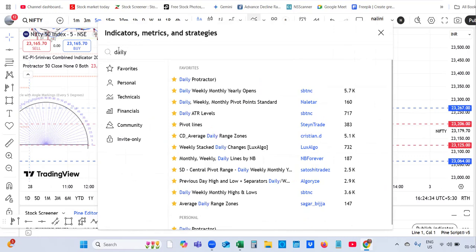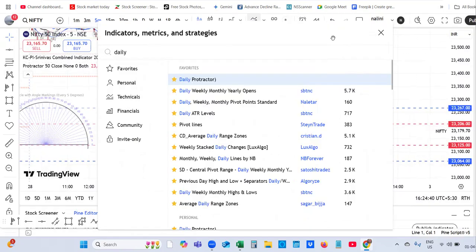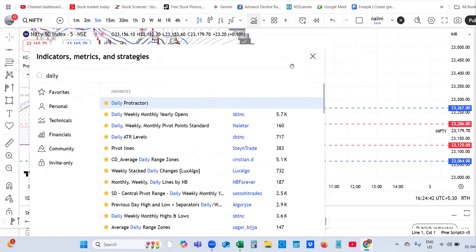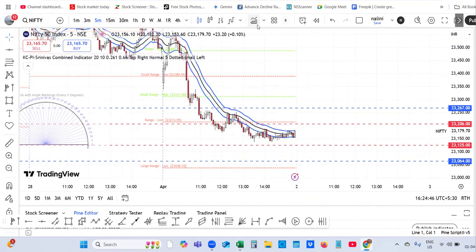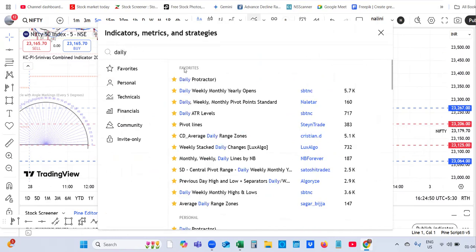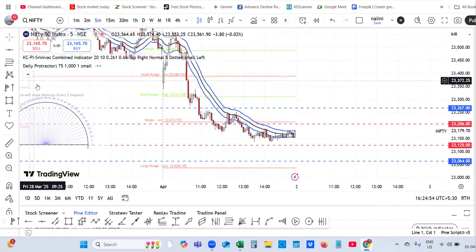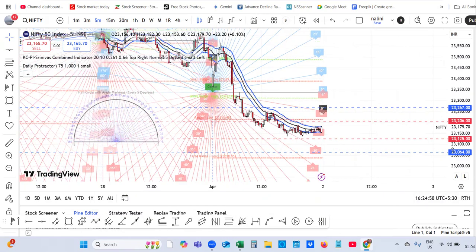Daily protractor. Oh, it will not allow me. Let me remove this protractor. Daily protractor. Let me apply this. Let us see what it is doing. Yes, you can see this protractor.